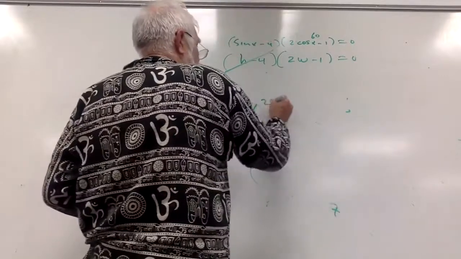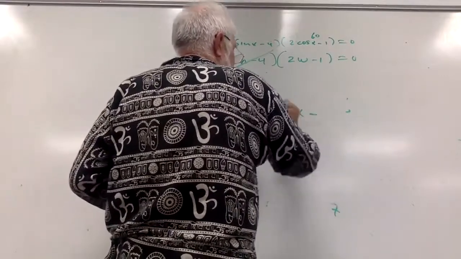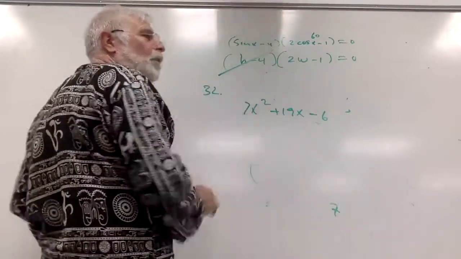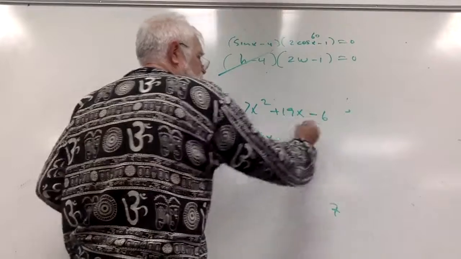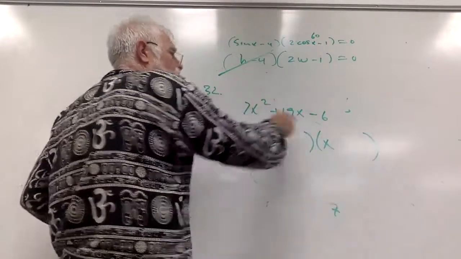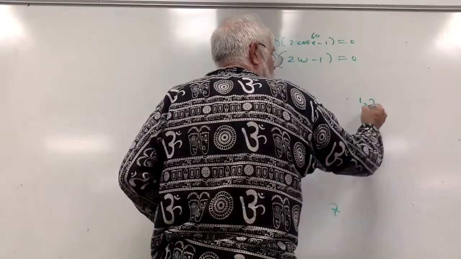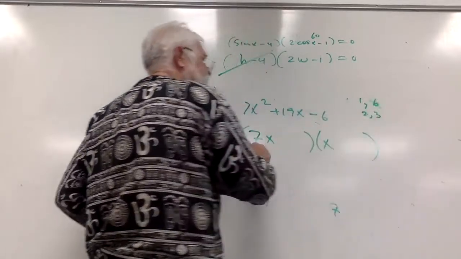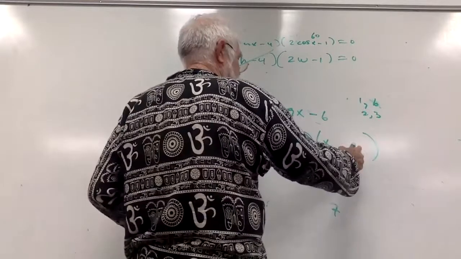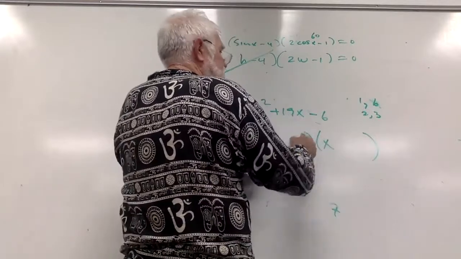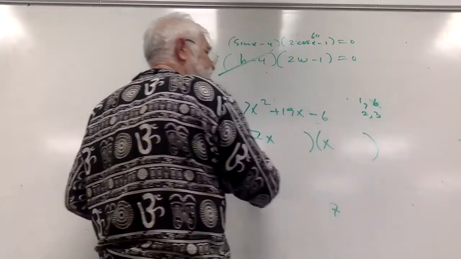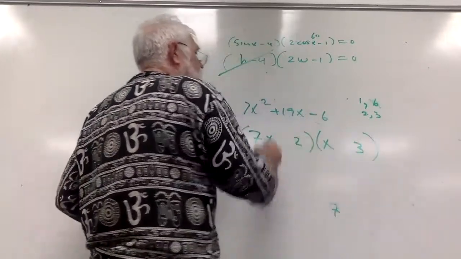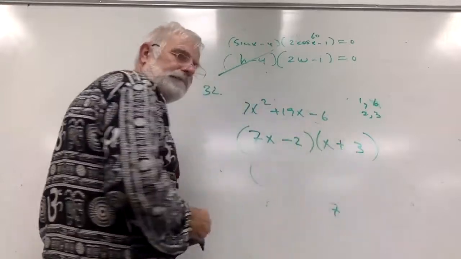As a product, 7x squared plus 19x minus 6. Oh, God. Is that it? Yes. Well, start with what has to be true. 7x times x has to be true. There's only one combination for this. 1 and 6, or 2 and 3. 6 times 7 is 42. I'm not putting a 6 here. 1 times 7 is 7, and 6 does not make 19. 3 times 7 is 21, and 2. Bingo. Positive, negative. Trial and error.